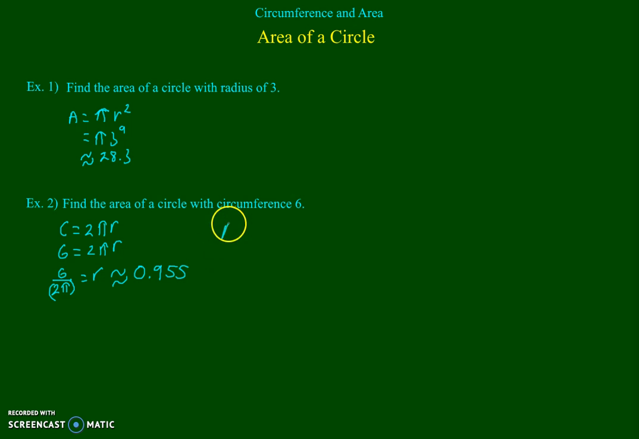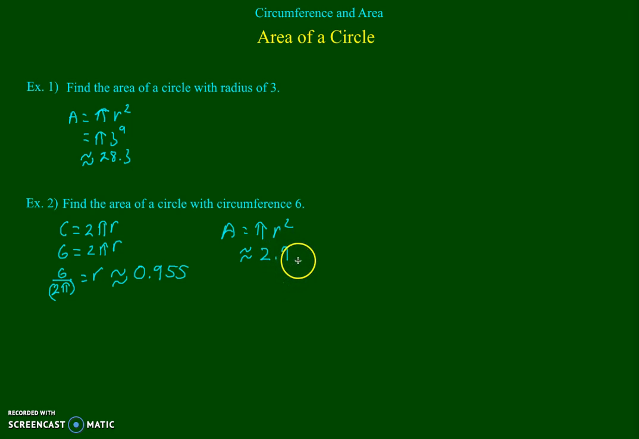So our area is going to be pi r squared. And I'm not going to use this 0.955. I'm going to use the number that I stored in my calculator. So this is going to come out to approximately 2.9.